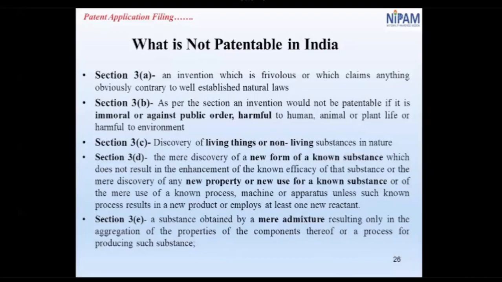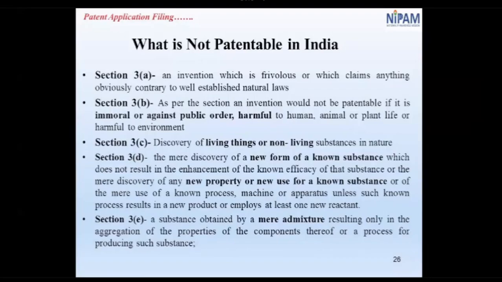But if you are admixturing something and it comes up with a synergistic effect, that means it lost its individual effect and came up with a greater effect or greater benefit, then we are going to give a grant for that. So that better result should be significant. That's why we use the term significant technical advancement. If we feel that it is significant, then we can.